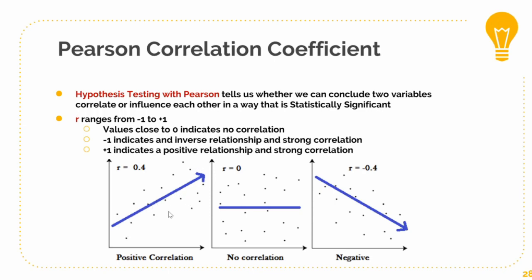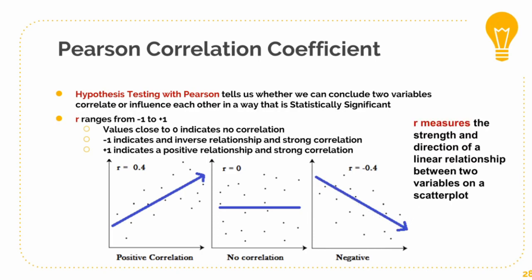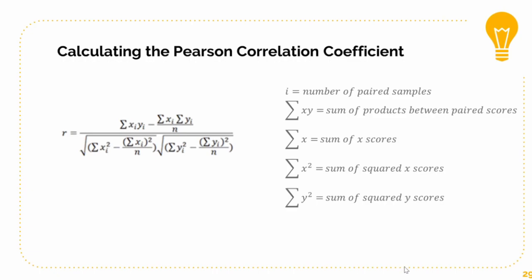So you can see in this plot here, as one value increases, the other value increases. That's a positive correlation. Here there's no relationship between values being large or small, affecting these values here. And likewise, this one, as values get larger, these get more negative. So there's a negative correlation here. So R measures the strength and direction of a linear relationship between two variables on a scatter plot. So you may be wondering, how do we determine R? And this here is the actual formula for calculating R.